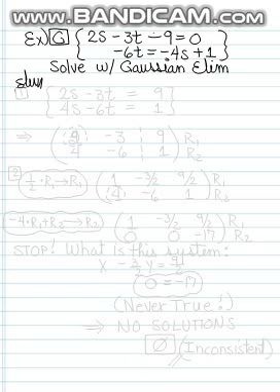We're given another system of equations. It has variables s and t. We'll think of those like x and y. 2s minus 3t minus 9 is equal to 0. And the second equation is negative 6t equals negative 4s plus 1. We're going to solve it using Gaussian elimination.